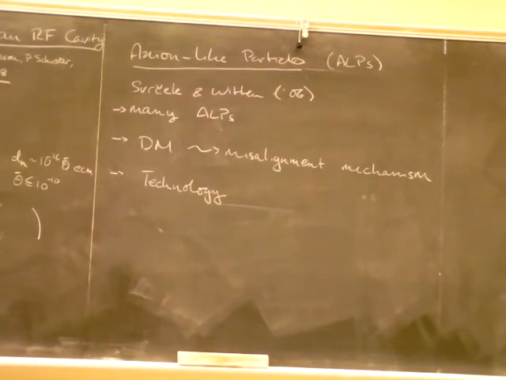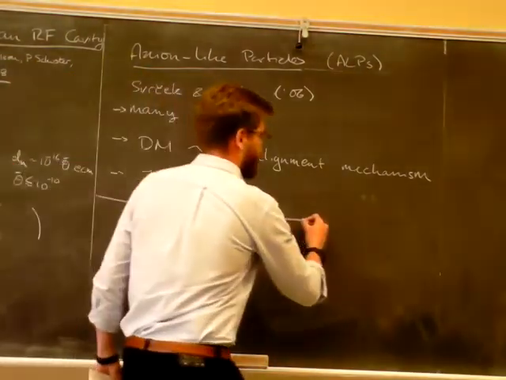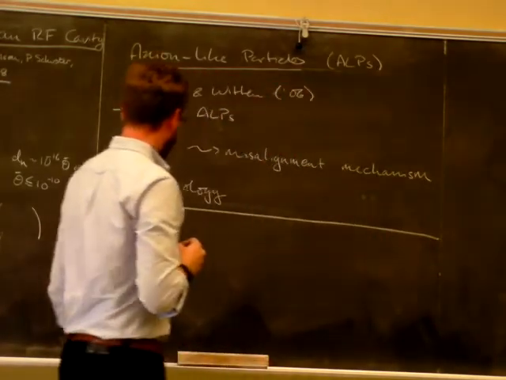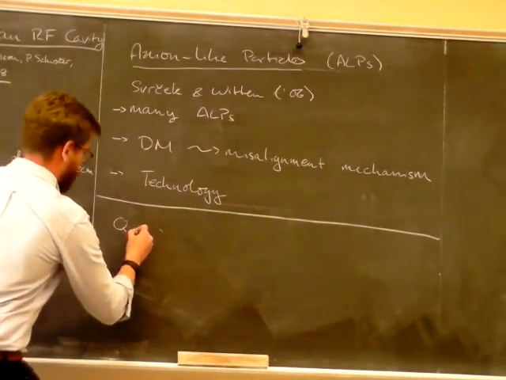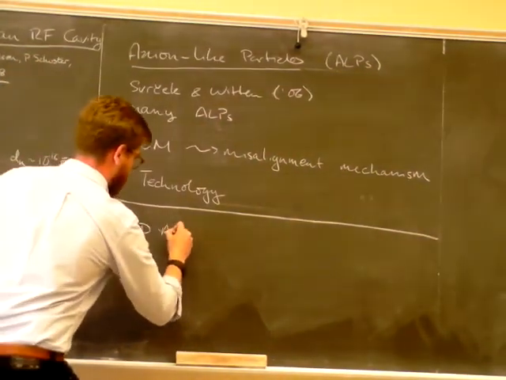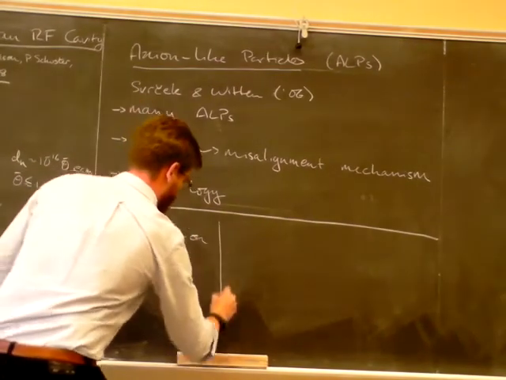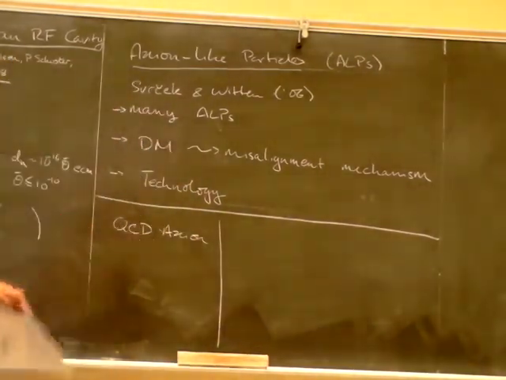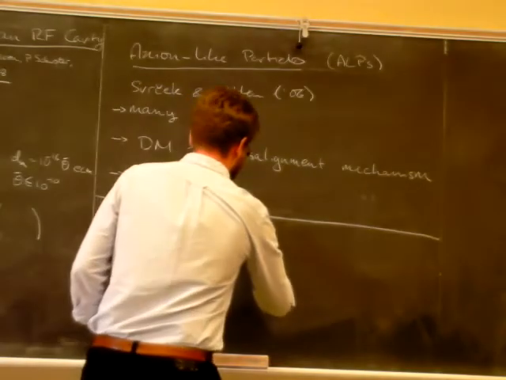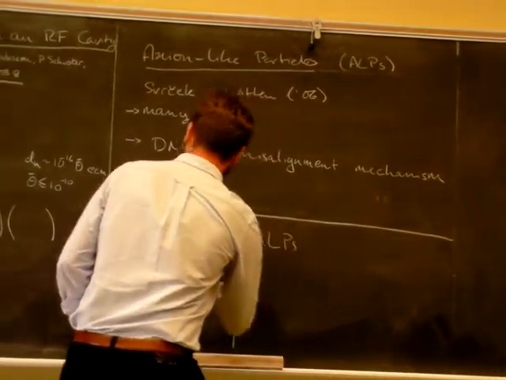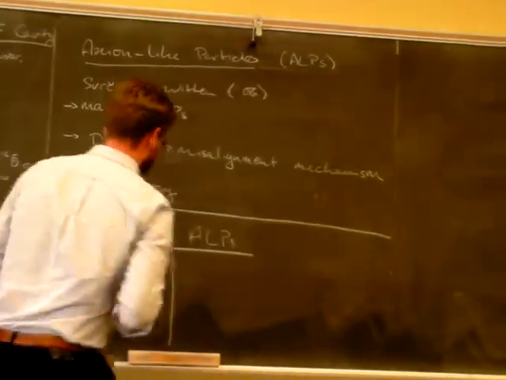Is there a restriction on the range of masses for the axion? I'll explain that in just a moment. Yeah. So there are a couple of key differences between the QCD axion and ALPs, in terms of their phenomenology.